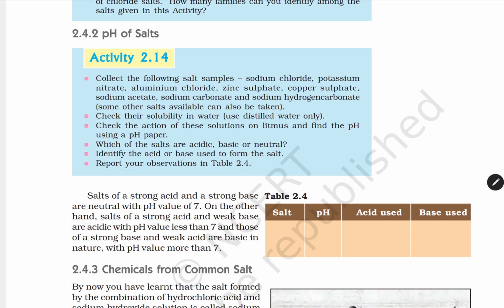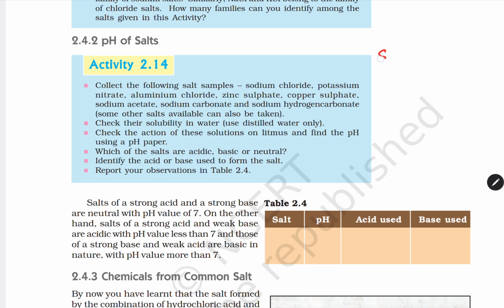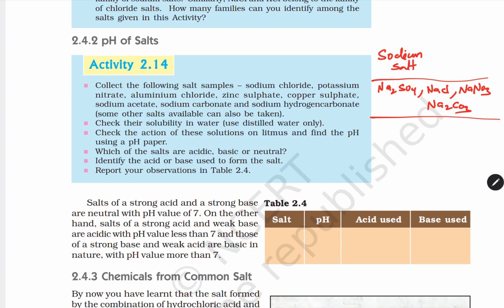So we can categorize the salts into families, identifying the families of salts. For example, if it is a sodium salt, what are the different types of sodium salts? Na2SO4, NaCl, NaNO3 and Na2CO3. These all come under sodium salts.